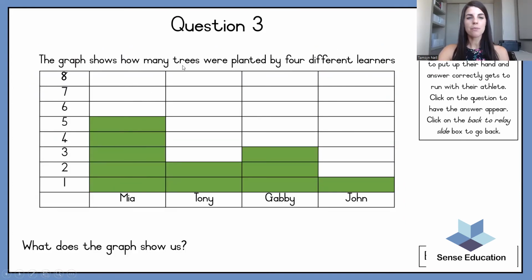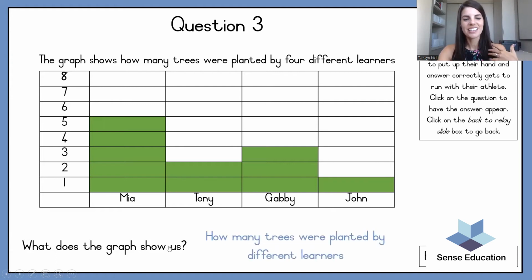The graph shows how many trees were planted by four different learners. So what does the graph show us? There's your answer. How many trees were planted by different learners? Okay, now we can see immediately, and that's what I was saying with graphs. I don't even need to count. 1, 2, 3, 4, 5. I already know Mia has planted the most trees out of them all, and John has planted the least number of trees out of it all.